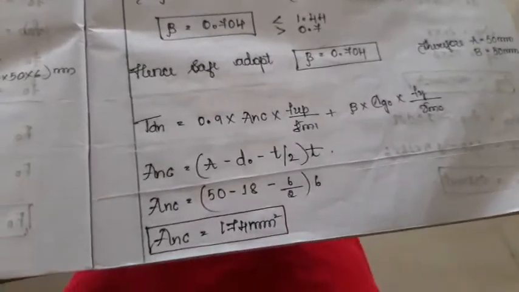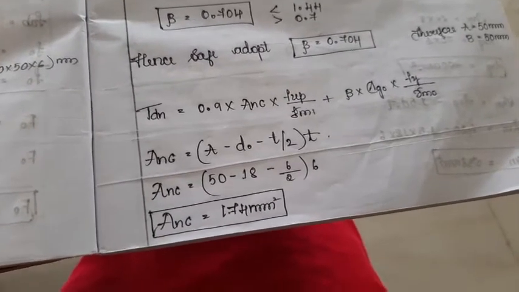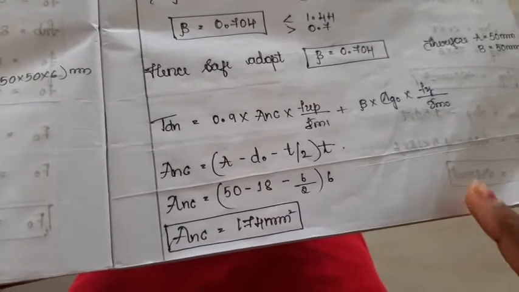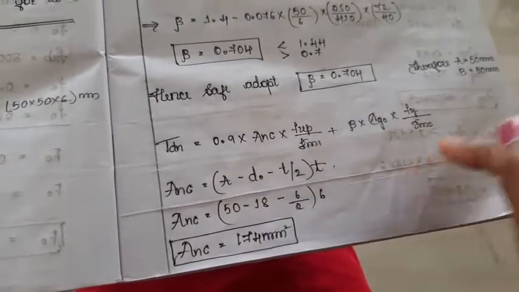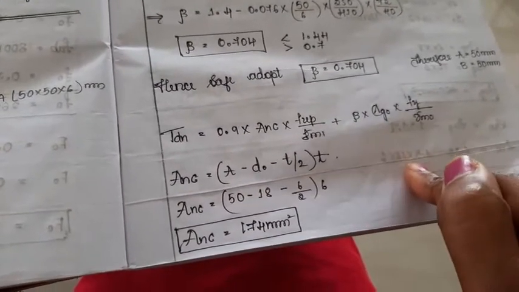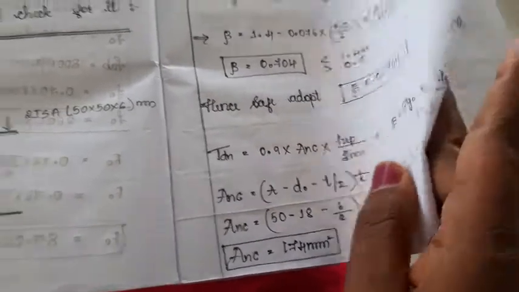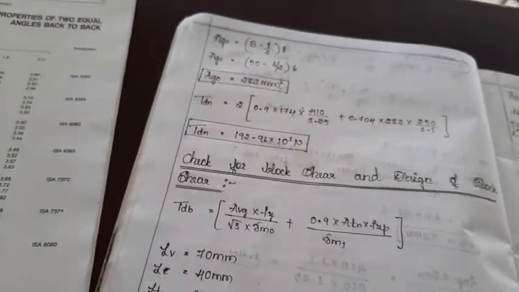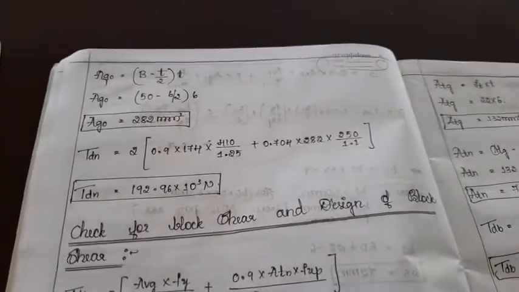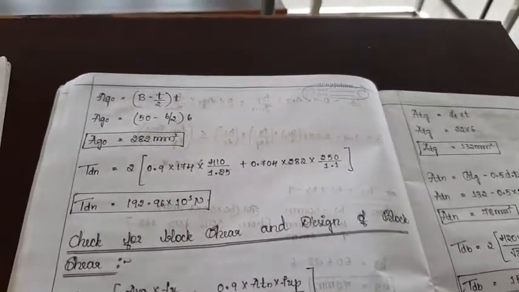But for this formula, you need to multiply by 2. Why do you need to multiply by 2? In case it is a single angle, this formula is enough. But in case you have selected a double angle, and you are calculating the rupture strength for a double angle, then you need to multiply by 2. After multiplying by 2, your TDN value will be 192.96 kilonewton.